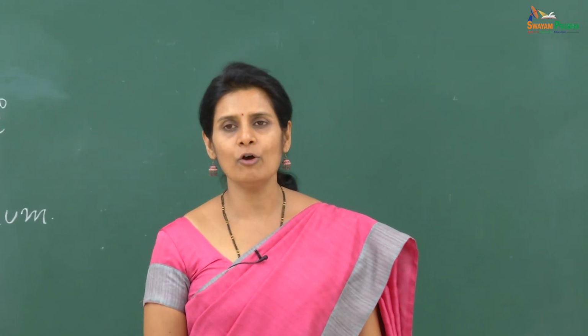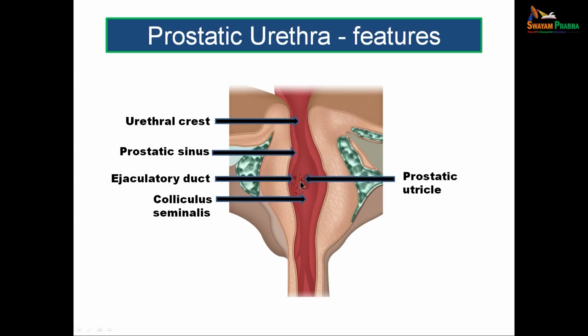On the middle of the verumontanum or the colliculus seminalis, you find the opening of the cul-de-sac, that is the prostatic utricle. On either side of the prostatic utricle, you will find the opening of the ejaculatory ducts. So, center is the prostatic utricle opening, on either side is the opening of the ejaculatory ducts. Occasionally, the ejaculatory ducts will open into the prostatic utricle itself.